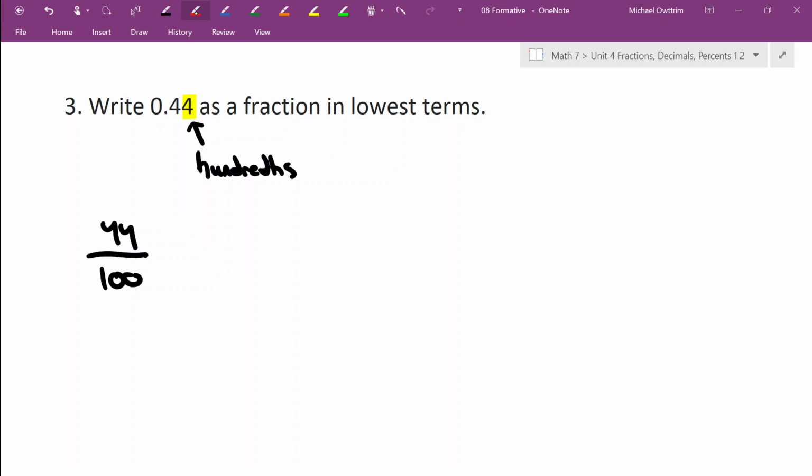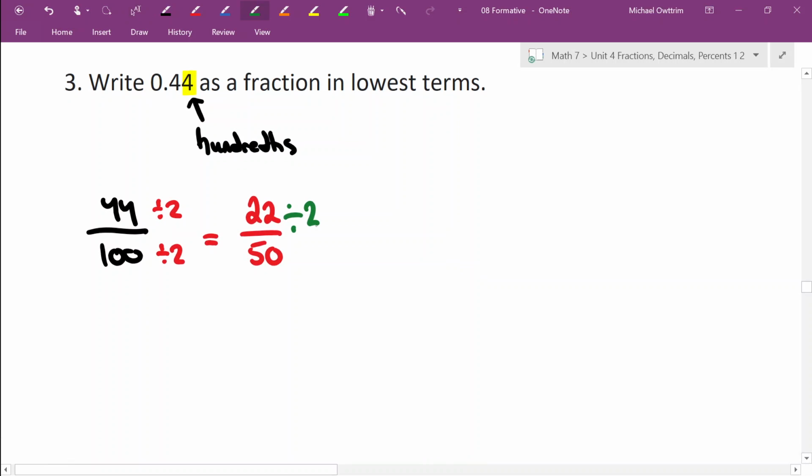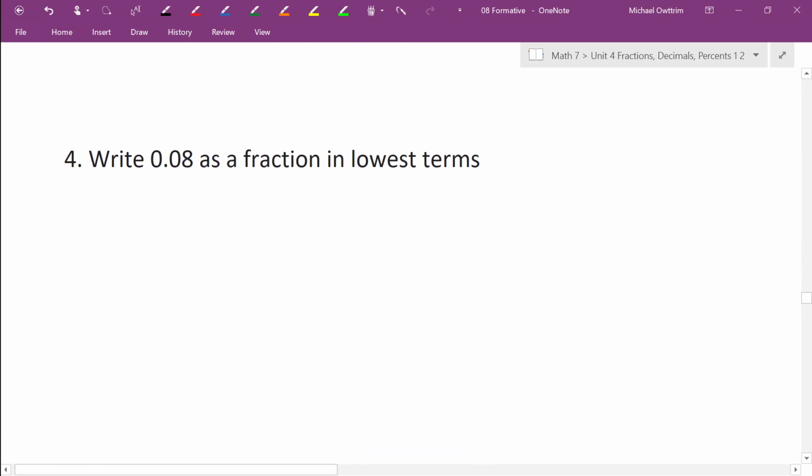However, we always simplify fractions, and indeed we're told here in lowest terms. Both of these are even numbers, so we'll divide both of them by 2. That'll give us 22 out of 50. In fact, both of those can divide by 2 a second time. And that gives us 11 out of 25. 11 is a prime number, and 25 doesn't divide by it. So that's going to be our lowest form fraction.